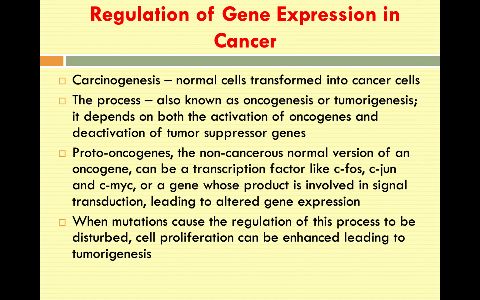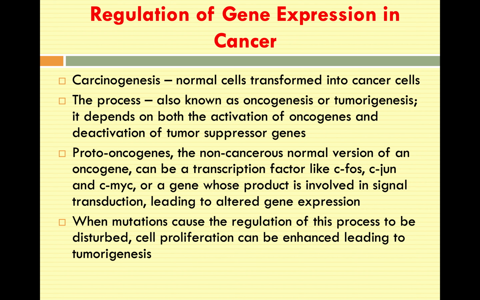There are two processes whereby carcinogenesis would occur: oncogenesis and tumorigenesis, which we will go through one by one again in a while. Whether it goes through oncogenesis or tumorigenesis depends on both the activation of oncogenes and the deactivation of tumor suppressor genes. Oncogenesis is caused by oncogenes and tumorigenesis is caused by tumor suppressor genes. There is a defect in them causing them to progress to carcinogenesis.